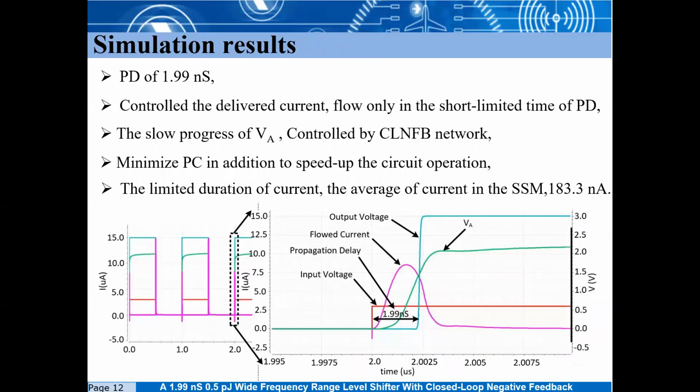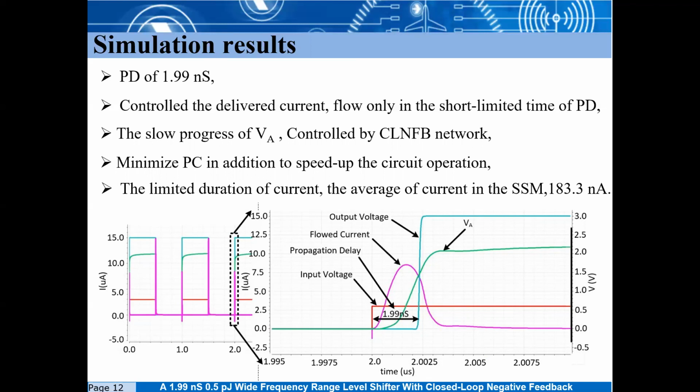Here, the simulation results are presented via the input voltage, the flowing current, and the propagation delay tagged in the figure. The propagation delay of 1.99 nanoseconds controls the delivered current, which flows only in the short, limited time of the propagation delay.